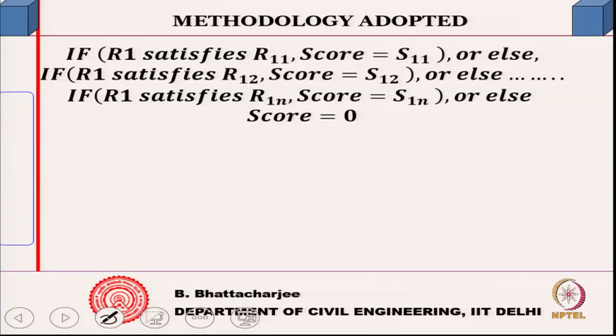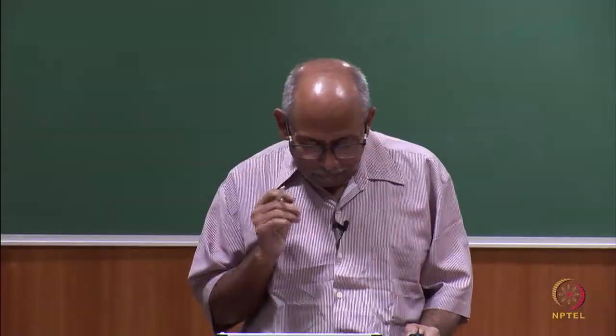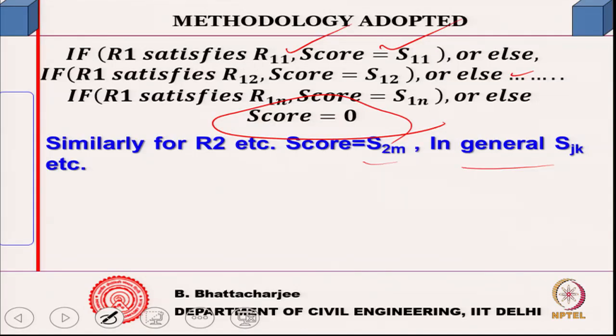So, this is the methodology in general adopted by most of the tools. If R1 satisfies R11, the score is S11, or else if R1 satisfies R12, the score is S12, and so on. If it does not satisfy even the minimum requirement, the score is anyway 0. A mandatory requirement, if not satisfied, will not be considered at all. In general, I can say Sjk, where j stands for the jth criterion and k is the satisfaction level of the requirement.